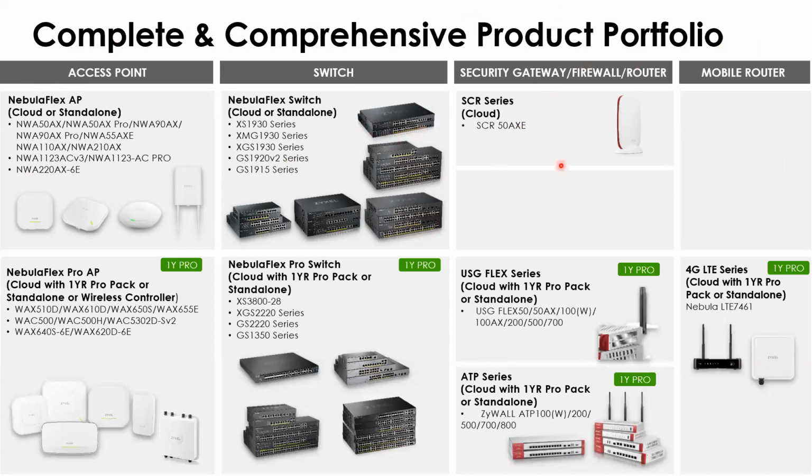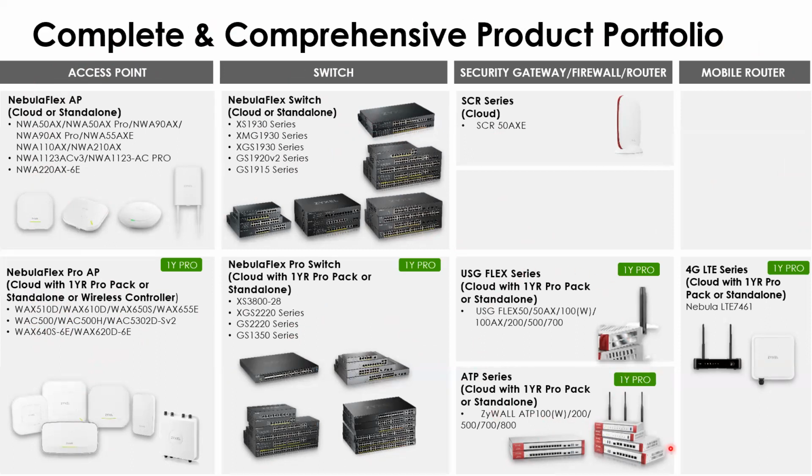And I still think we aren't actually fully shipping those other than as samples, but they will be fully available very shortly. On the Pro side of things, that is our business class AP. So that's anything with 3 or more numerals in it. It starts with 5 or 6. On the switch side of things, it's our 2220 series, our 1350 series, and our 3800 series.